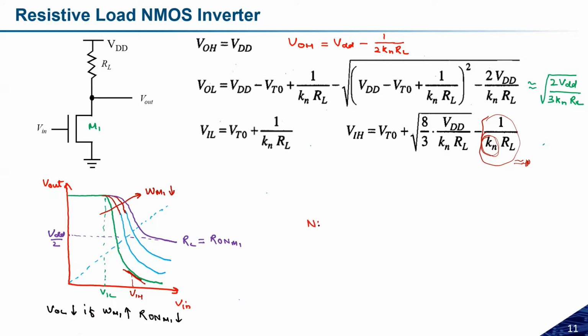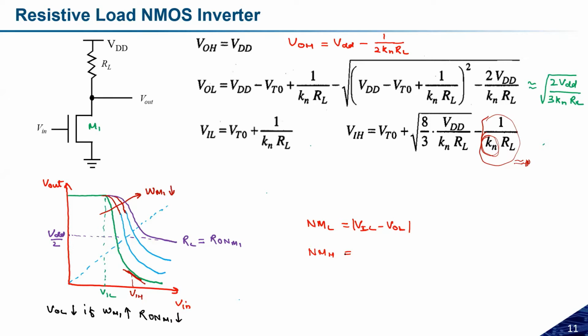The noise margin for low is given by VIL minus VOL. Can anyone tell, when will the noise margin increase and when will the noise margin decrease? Sir, if the size of the transistor is increasing, then NML will increase. NML will increase. Yes, definitely.